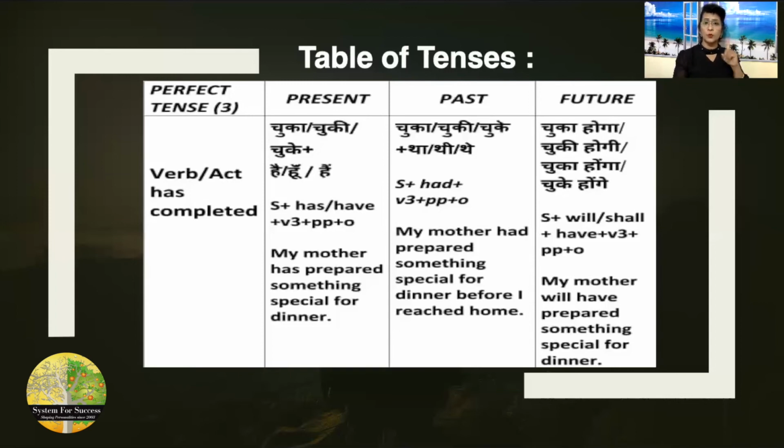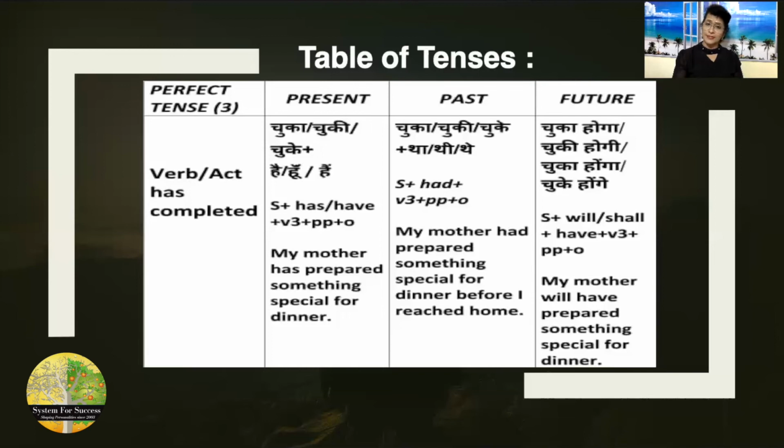Here there is only one which is had. In present tense हमारे पास दो हैं, has, have. Past में हमारे पास सिर्फ had. आपका सब्जेक्ट सिंगुलर हो, प्लूरल हो, फर्स्ट पर्सन, सेकेंड पर्सन, थर्ड पर्सन, everywhere you will have to use had plus third form of the verb plus preposition plus object. Future perfect, चुका होगा, चुकी होगी, चुके होंगे.